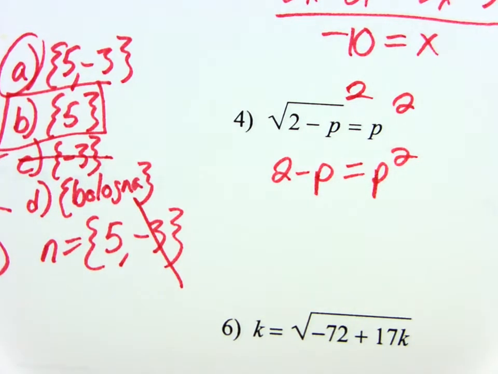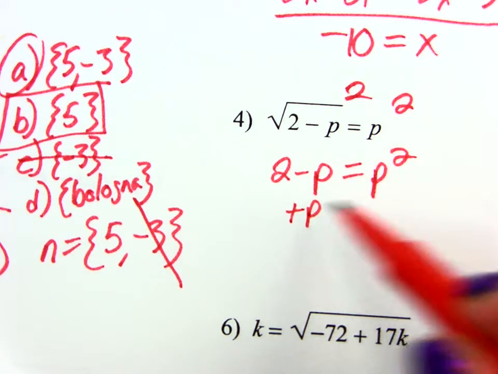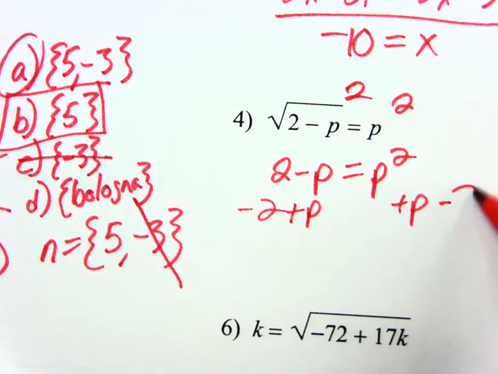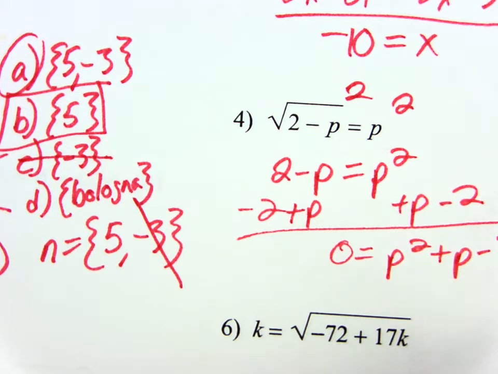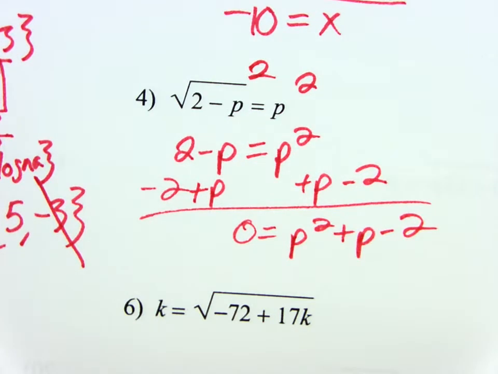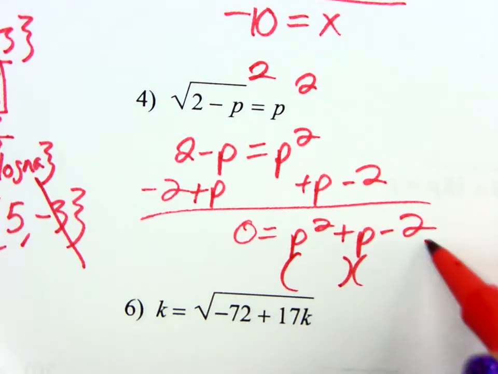Another quadratic. So I'm going to want to set the whole thing equal to 0. Try and keep the p squared positive. So I'll add p to both sides and I'll minus 2 from both sides. So now I'm here. P squared plus p minus 2. Because it's a quadratic, I'm going to try and factor it. Don't forget, not everything can be factored. So if it can't be factored, what are you going to do? If you can't factor this thing, quadratic formula, or complete the square if you feel like it. Anyway, I can factor this one into what and what?